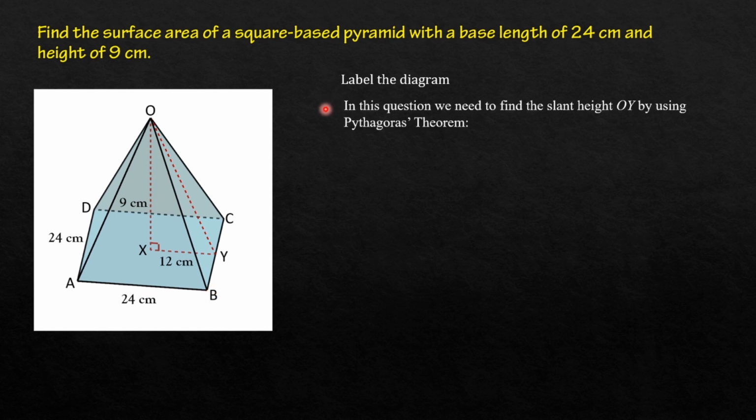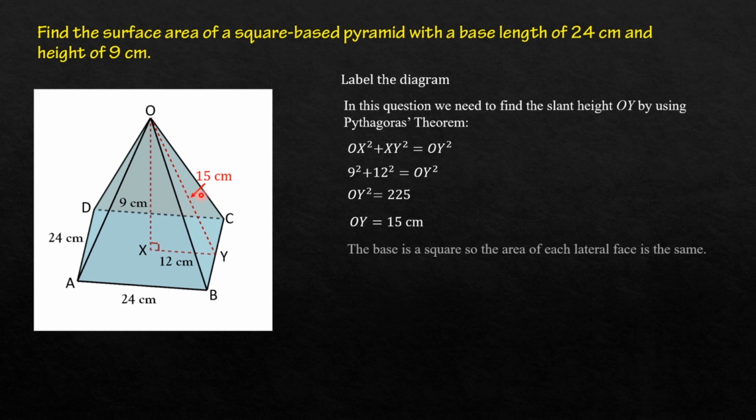In this question, we need to find the slant height OY by using Pythagoras' theorem. OX squared plus XY squared equals OY squared. So OX is 9, so 9 squared plus 12 squared equals OY squared. OY squared is 225. And by taking the square root of 225, we get 15 centimeters for OY.